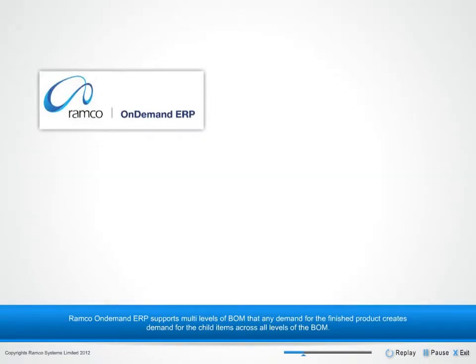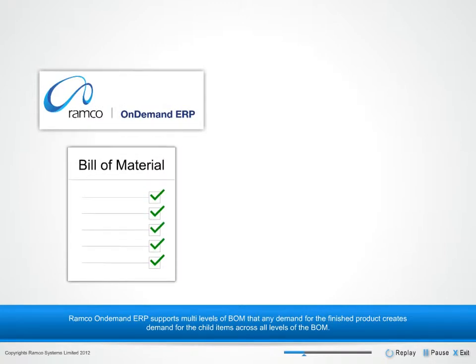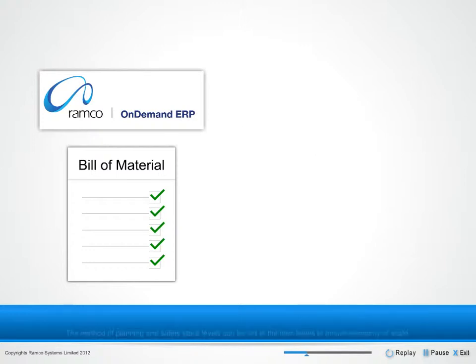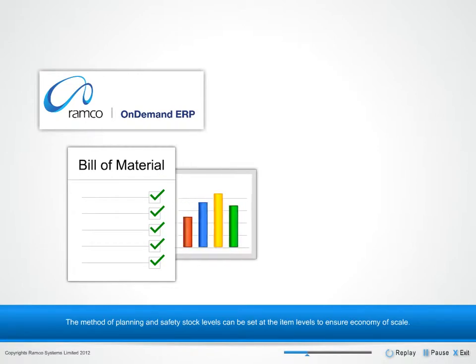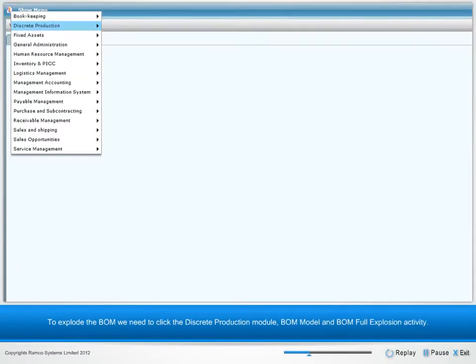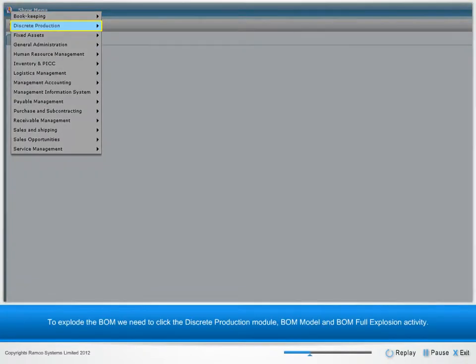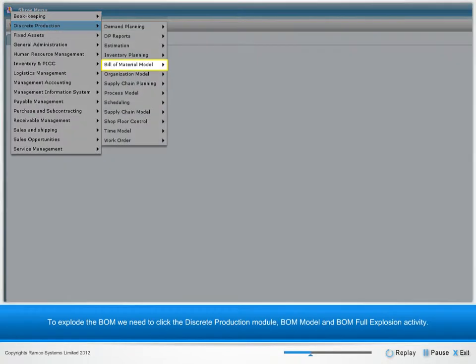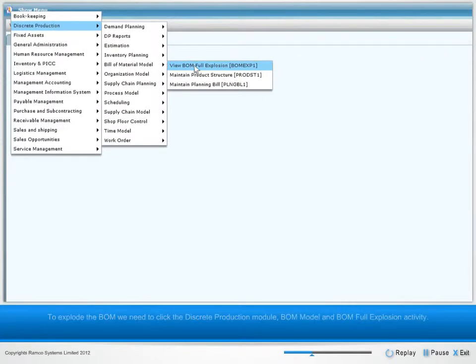Ramco On-Demand ERP supports multi-levels of bill of material, so that any demand for the finished product creates demand for the child items across all levels of the bill of material. The method of planning and safety stock levels can be set at the item levels to ensure economy of scale. To explode the bill of material, we need to click the Discrete Production module, Bill of Material Model, and Bill of Material Full Explosion Activity.